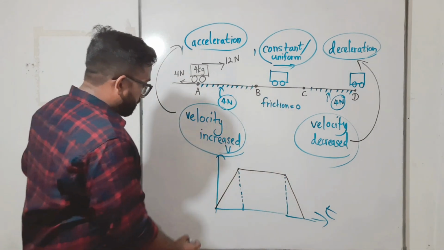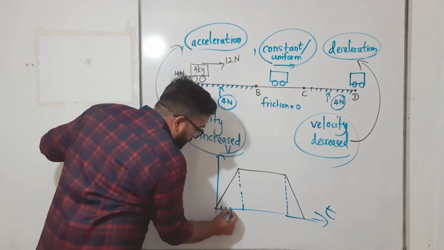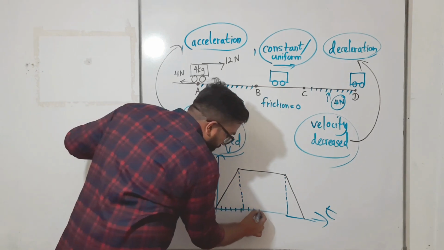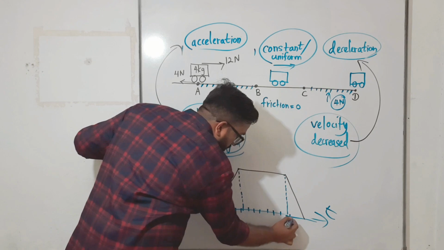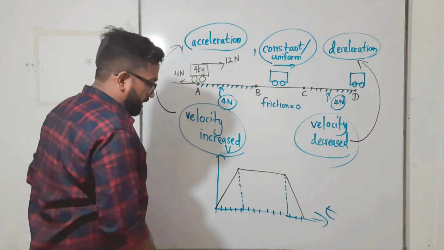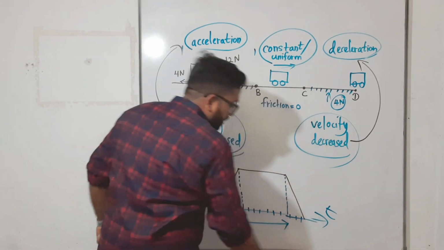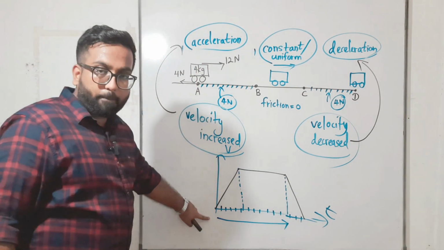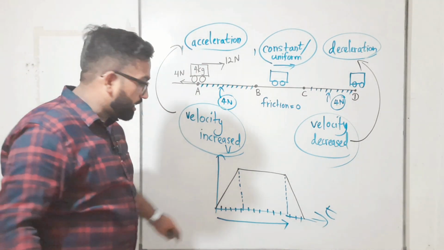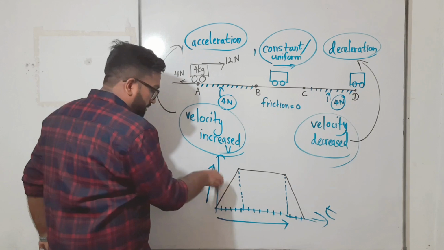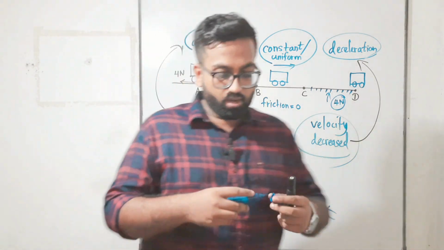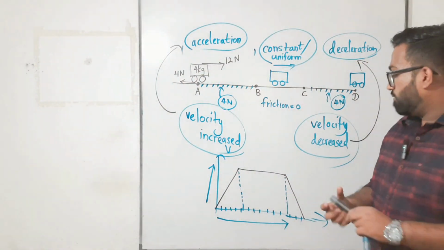Now what happens, children? Time is always passing. You know it, right? Time is passing. According to the time, what happens to velocity? It is also passing, right? Okay. Then what happens?